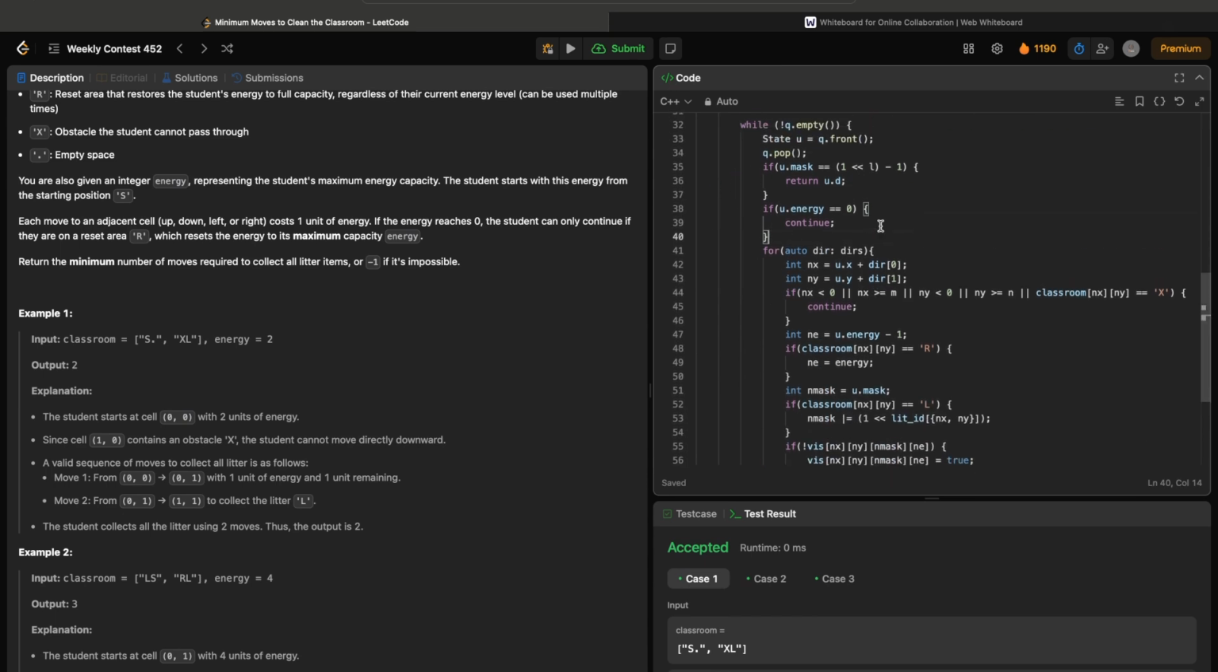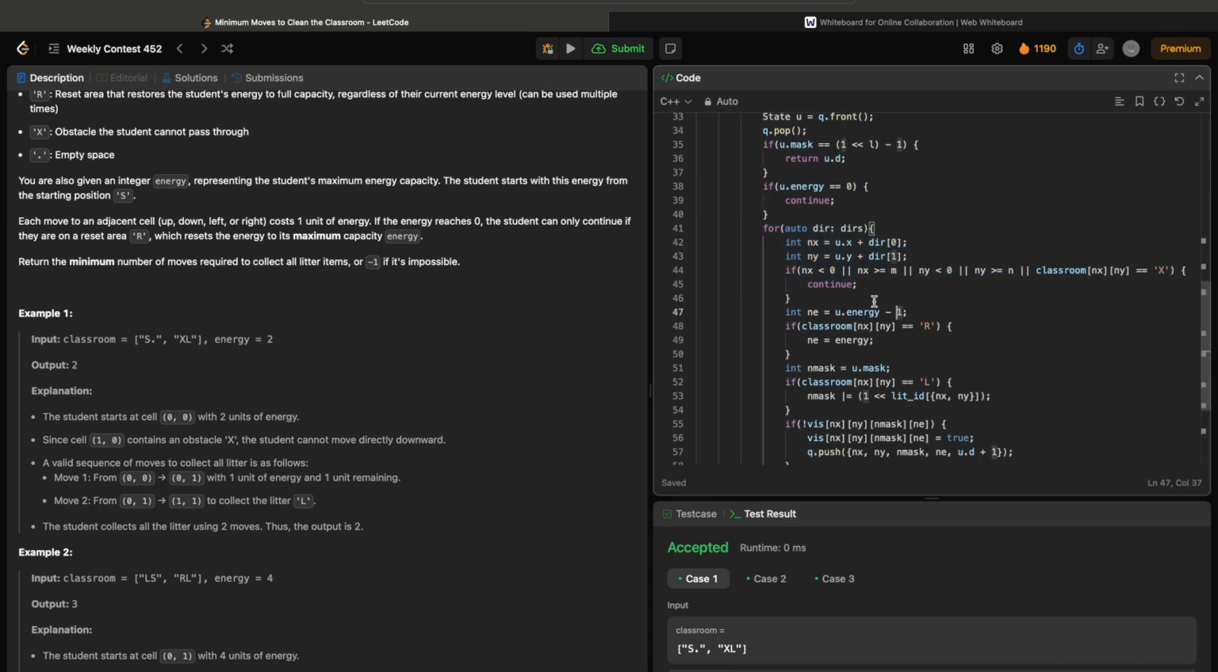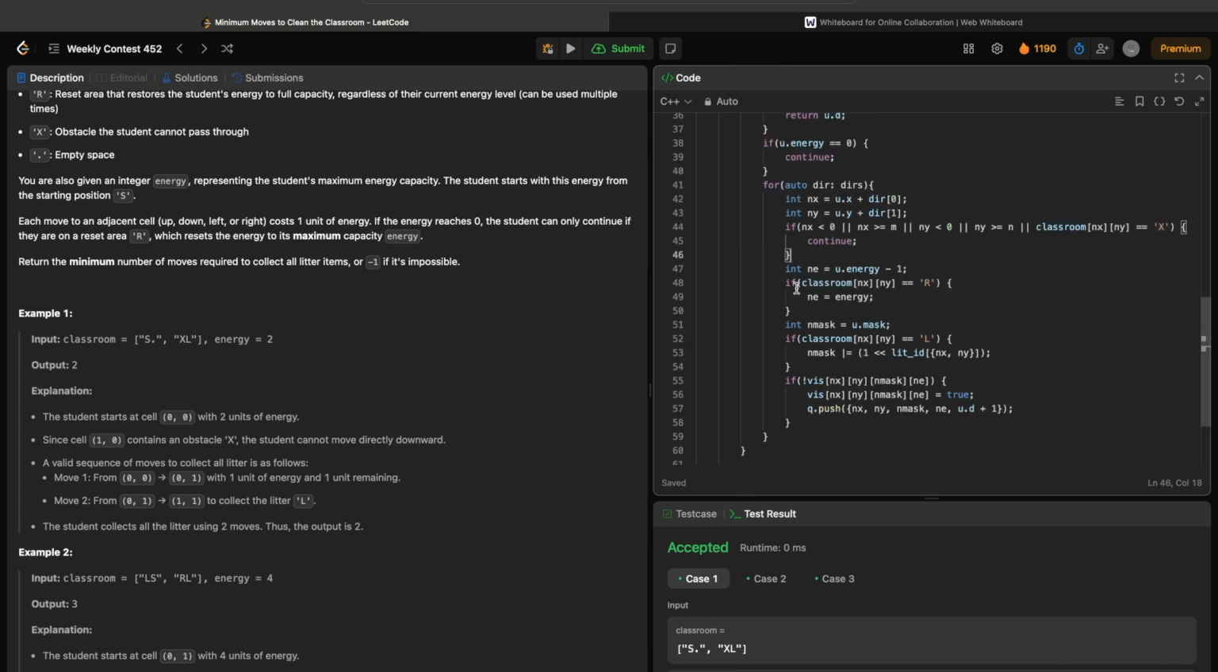If these are not true, basically you still need to collect the liters, and you still have energy, you will move in the 4 directions. So this is the base condition for that direction. If it's a blocker or if it is out of bound, you will not move forward. If you are able to move forward, then when you are moving to the next cell, your energy gets decremented. This is correct.